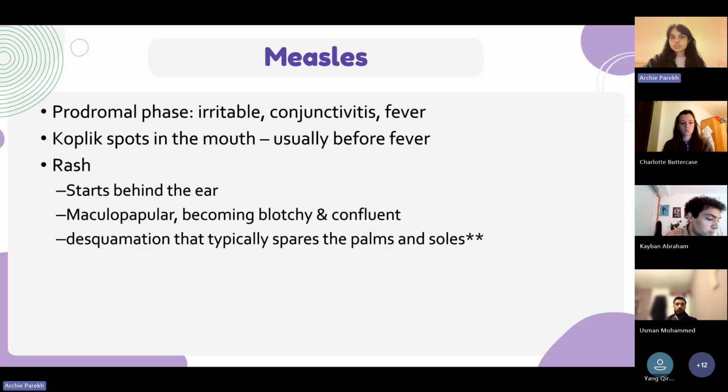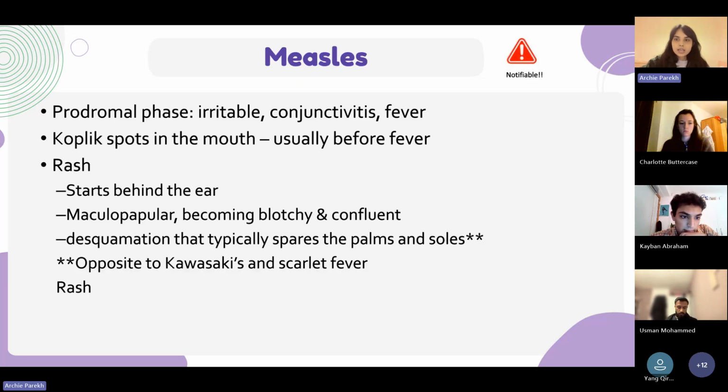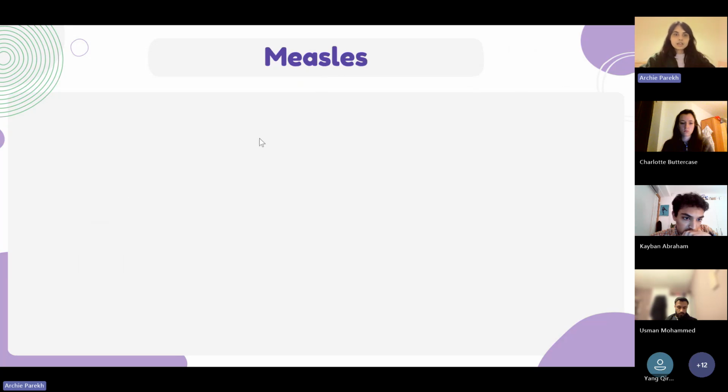And there's another condition, not a skin infection, but within children, in which you normally have desquamation that occurs mainly in the palms and soles, like Kawasaki's or scarlet fever. So remember to separate those two. In measles, the palms and soles are not affected, whereas in scarlet fever and Kawasaki's they are. And again, like I mentioned, measles is a notifiable disease.